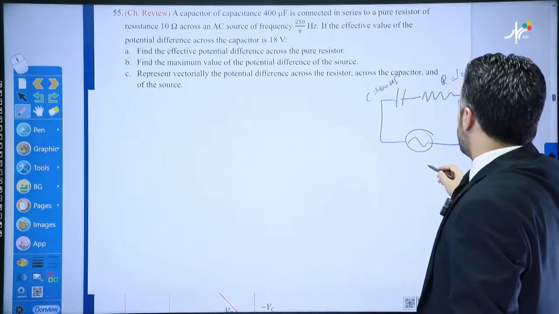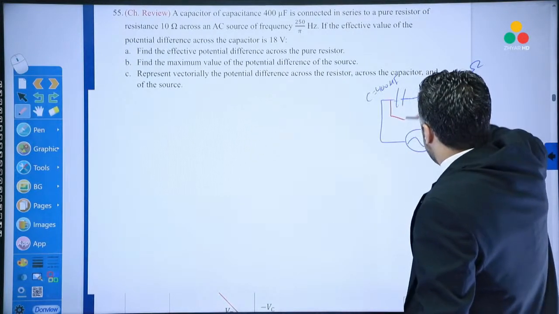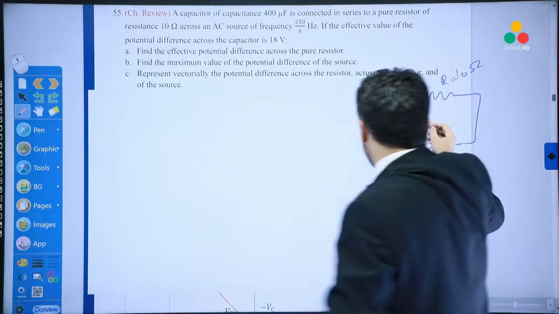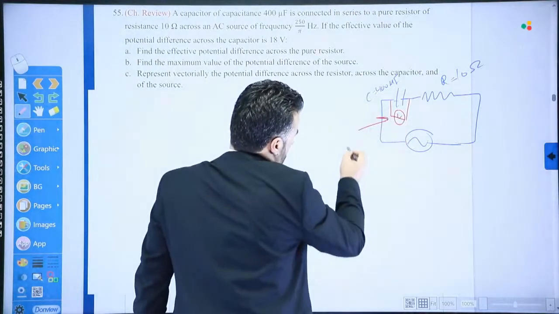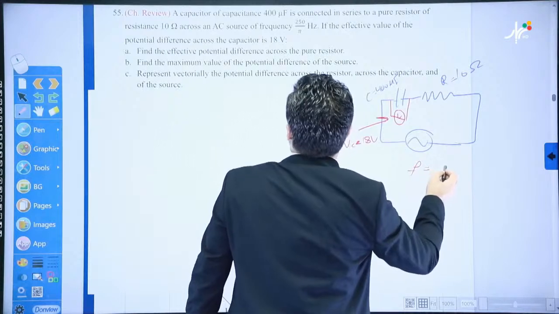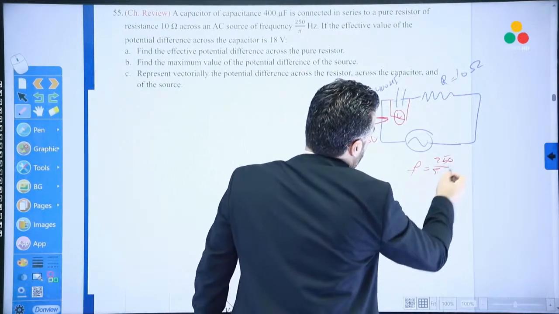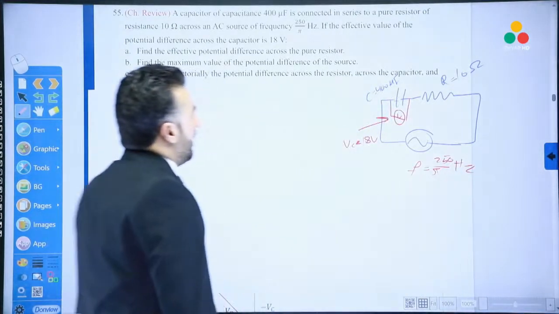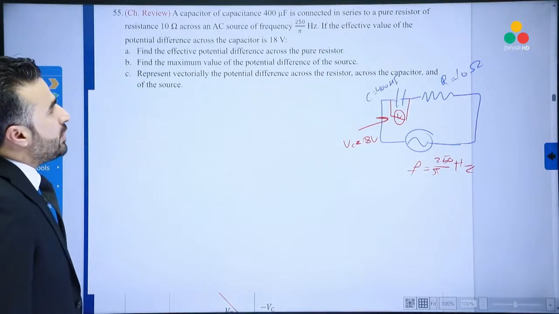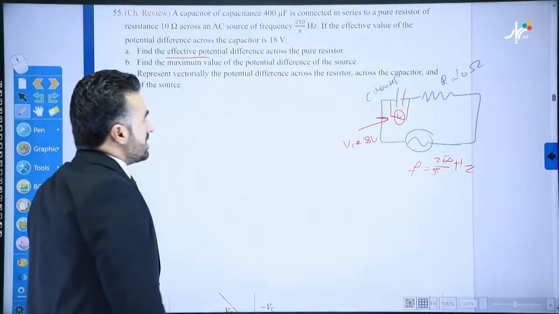And before the frequency of the source, the voltage across the capacitor here is 18 volts. So we can say VC, this voltage, is 18 volt in here. And the frequency of the source is 250 over pi hertz. So what are the requirements first? It says find the effective potential difference across the pure resistance.